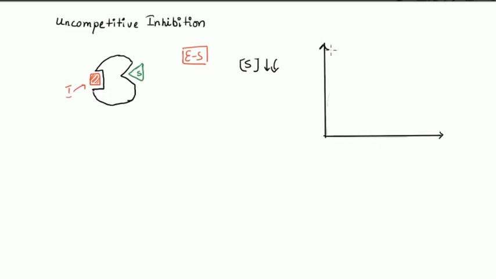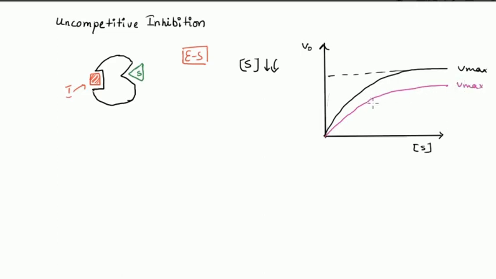Now, if we draw the normal graph without the inhibitor, it would be the same, and this would be the Vmax. We have V naught on the y-axis and substrate concentration on the x-axis. When we plot the kinetics of the inhibition, it would be the same as the non-competitive one, where the Vmax decreases.